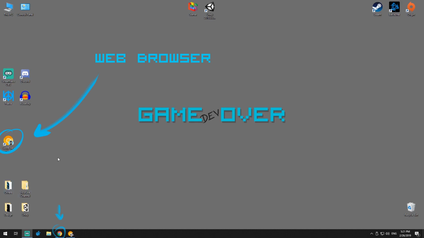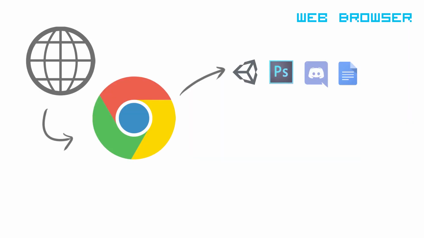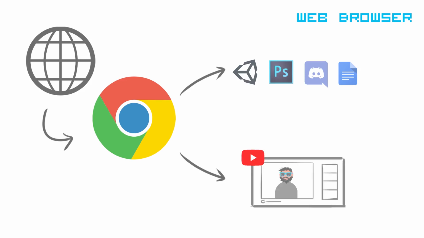I know this doesn't sound like a technical tool for game development, but actually it is the one that will help you the most. Through your web browser, you will download all the assets and programs you will need for your game. Once you download them, you can browse tutorials to learn to use the programs. Also, eventually, you will get stuck in your project, so you will be able to Google all your questions.